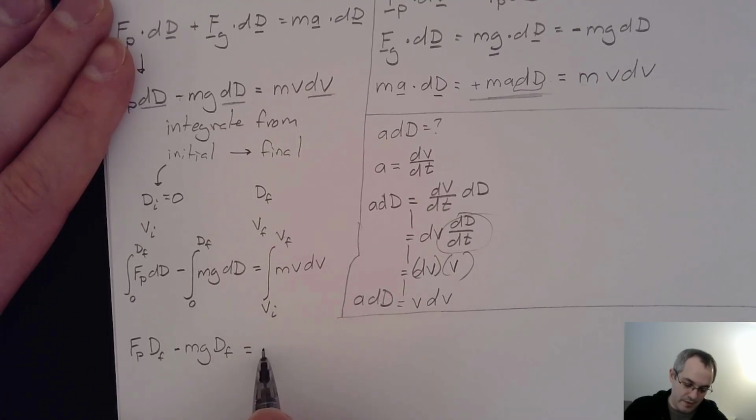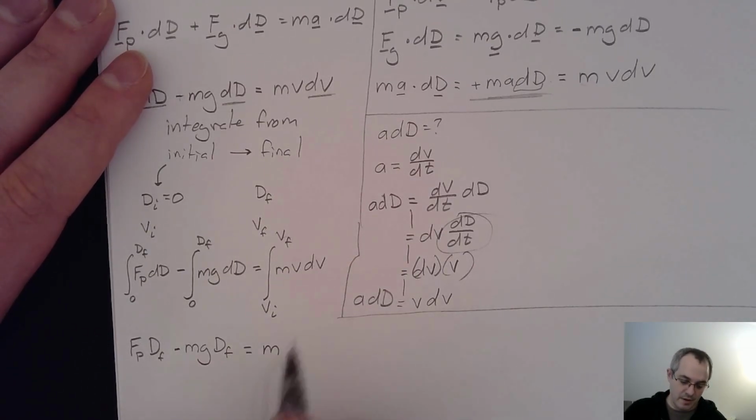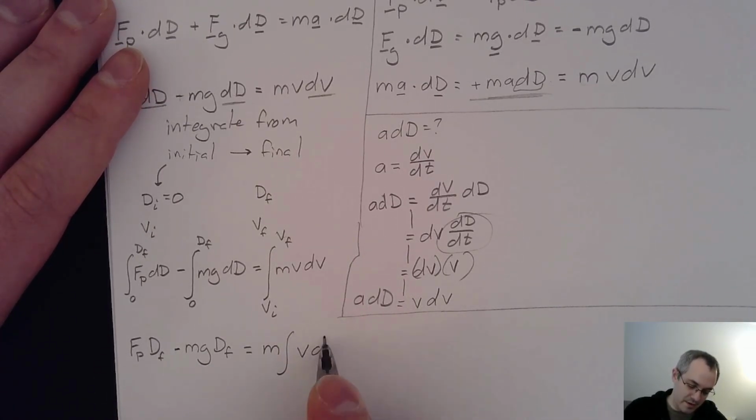On this side, the m can come out of the integral, right? And when the m comes out of the integral, we have the integral of v dv, right? Which let's do it step by step here. The integral of v dv from initial to final. What's that going to be? We know that. That's going to be 1/2 mv squared, evaluated from vi to vf.